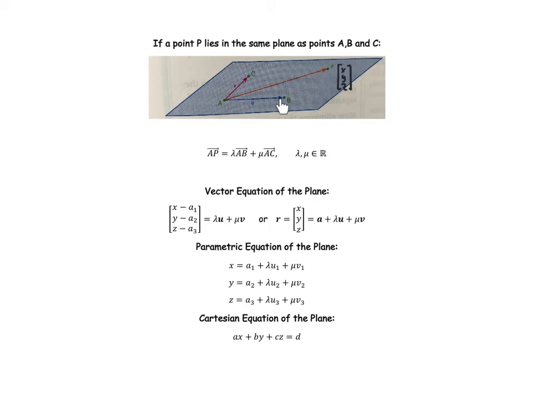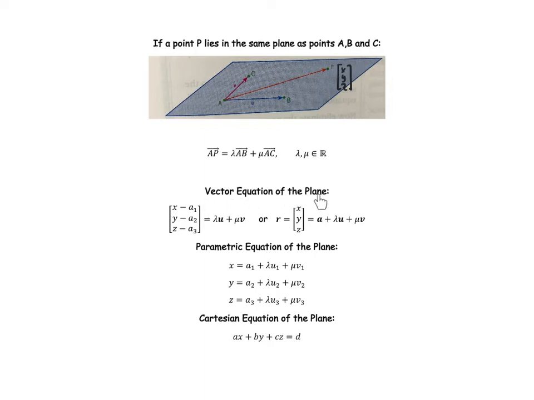So let's say lambda is the parameter for AB. If I took, I don't know, lambda equals 1.1, and then mu, the parameter of V, maybe that had to equal 1.6. And therefore I could find any point on this plane P, generally speaking. So let's talk about the three equations. Of course, the vector to get from A to P is some parameter times AB plus some parameter times AC, where lambda and mu are in the real numbers.